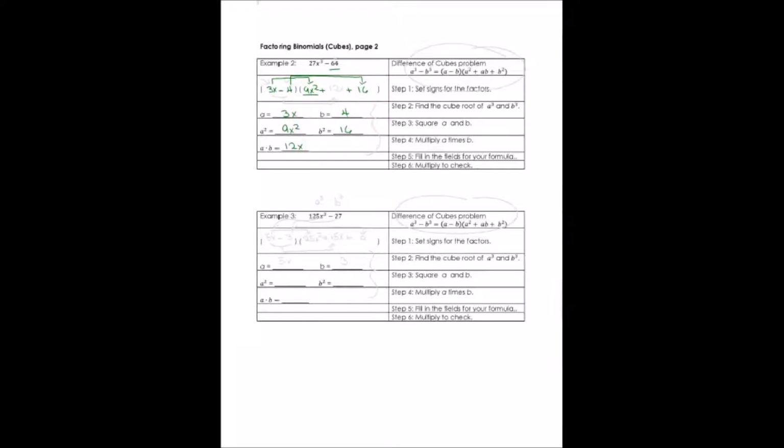What do I do for the middle position? I multiply the two of those together and put it in the middle. 3x times 4 is 12x.